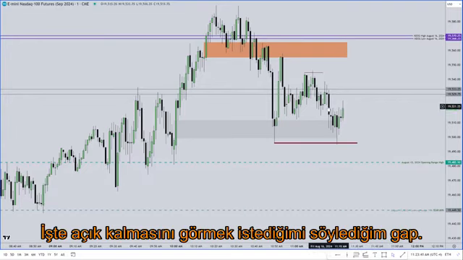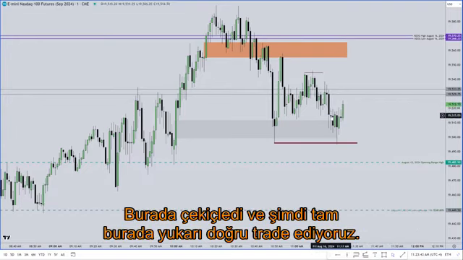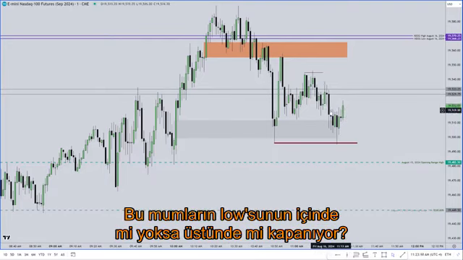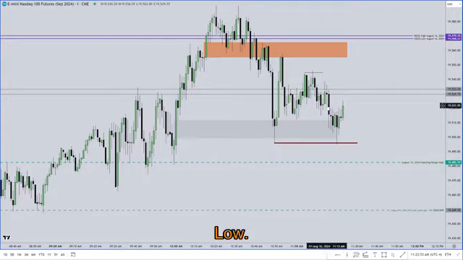There's that gap that I said I would like to see it stay open. It hammered around in here, and now we're trading right up into it here. So what I'm watching is the body of that candle. Does it close inside or above this candle's low?